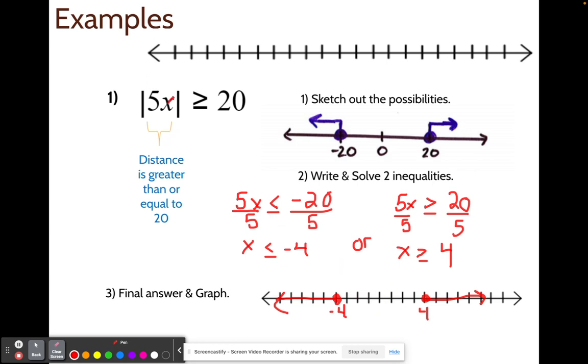5 times 0 is 0. Absolute value of 0 is 0. 0 isn't bigger than 20. But if I grabbed 5, 5 times 5 is 25. The absolute value of 25 is 25. That is true. That's bigger than 20. Or if I grab negative 5 times 5 is negative 25. The absolute value of negative 25 is 25. That is greater than 20. So I graphed it correctly. So this would be my final solution.